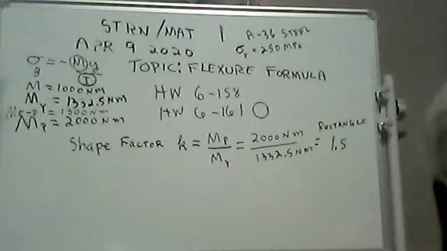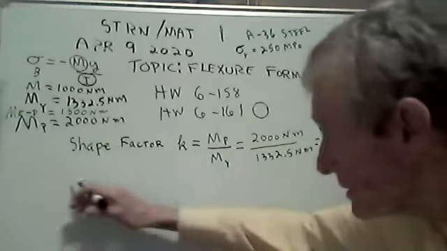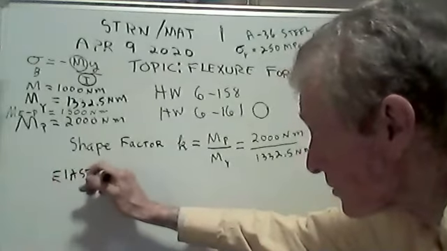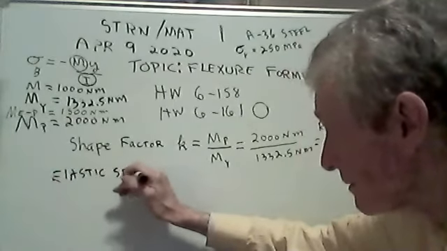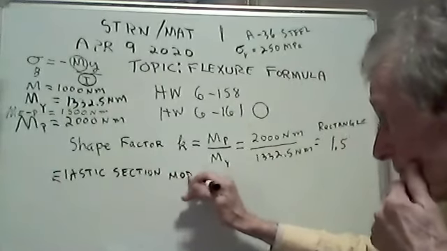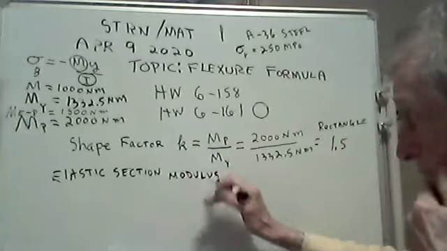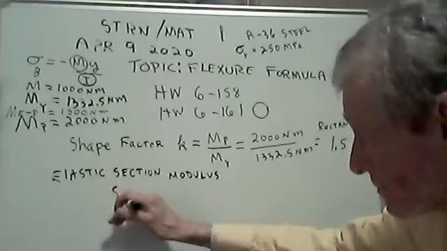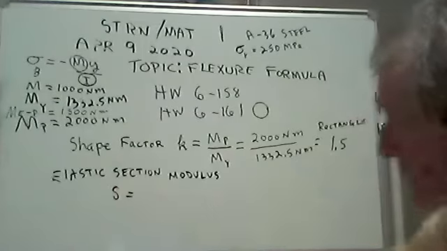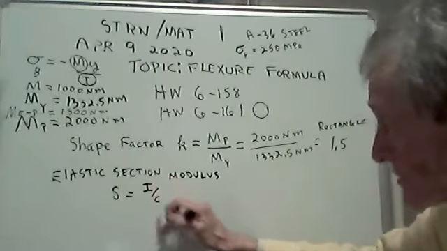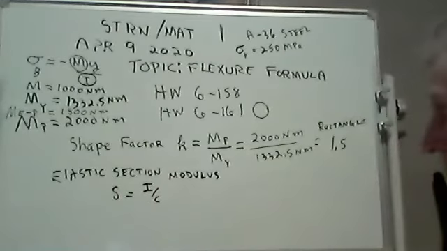Now there's one more thing here I wanted to show you, and that's called the elastic section modulus. This is in your book someplace, but I don't remember what page. This is a pretty cool thing. There are two formulas for it. The symbol they use is S, and one formula is I over C. Now we know what I is.